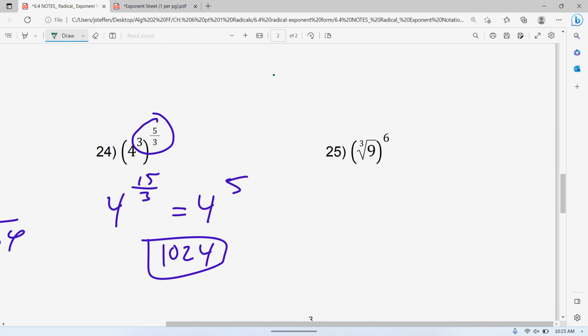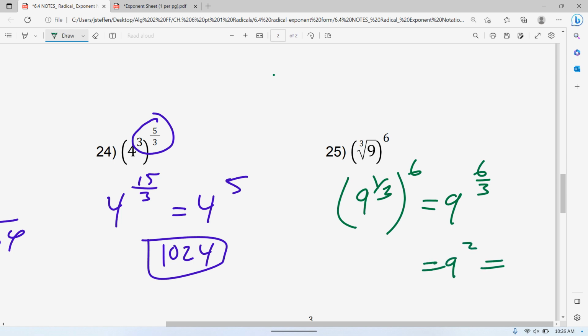The third root of 9, again, I'm going to change to an exponent. I personally don't like radicals. That raised to the 6th. So when you multiply those exponents, we get 9 to the 6 over 3. 6 over 3 is 2, so that's just 9 squared. So you still need to go down and put 81.